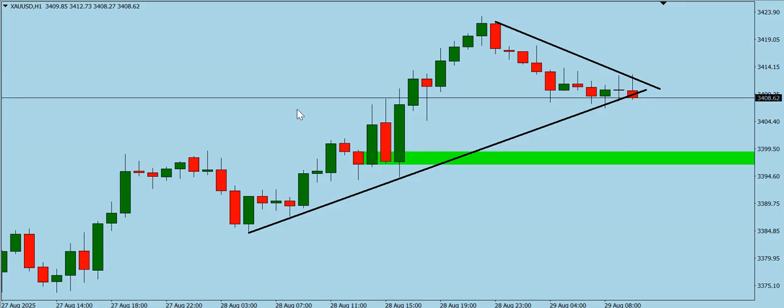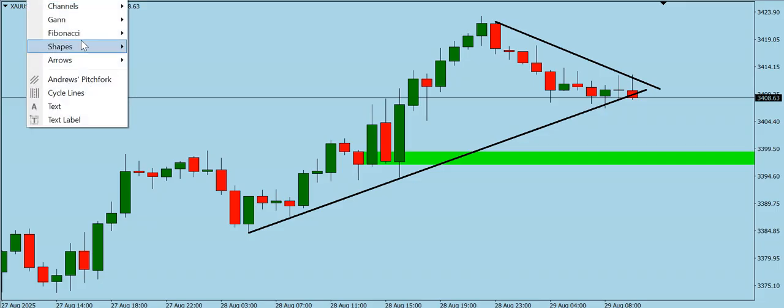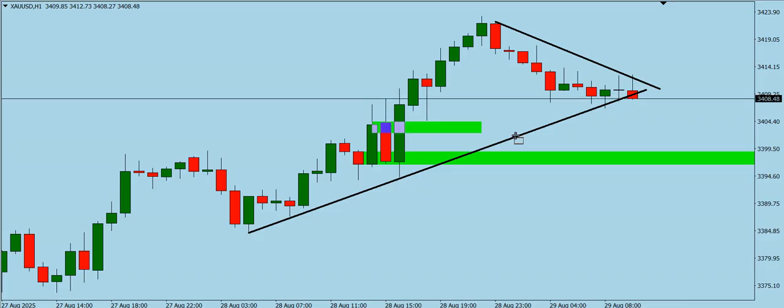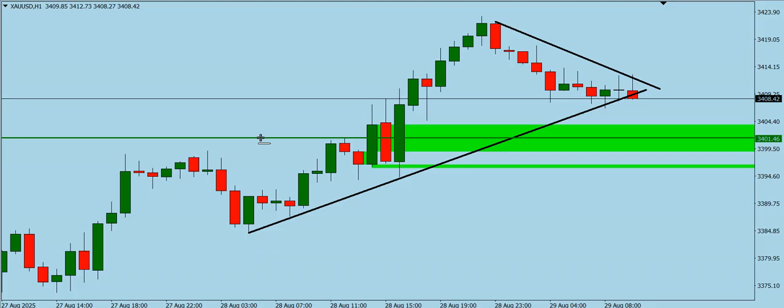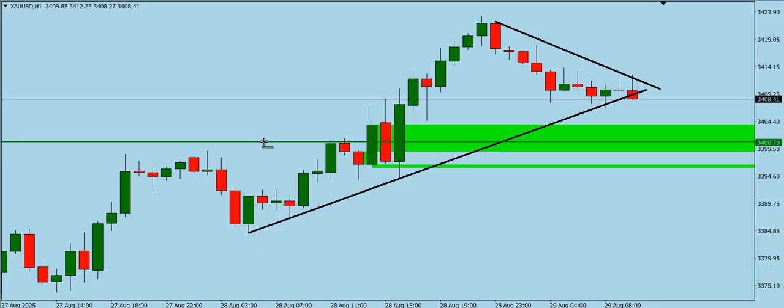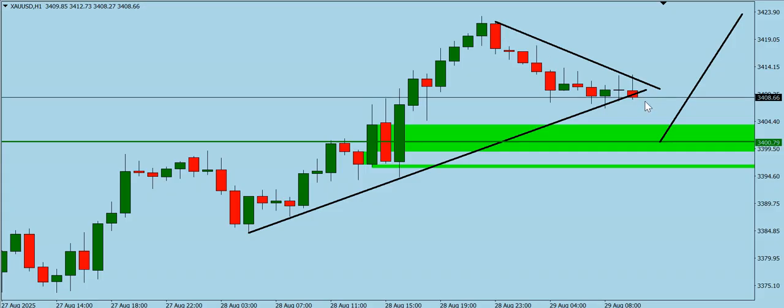So we have our other blocks lined up. There's another block at the 3400 level, a psychological level. Price might likely get to that level in the London session, and then possibly price might continue its direction back up. But for now, the bears are pushing and pushing and pushing.